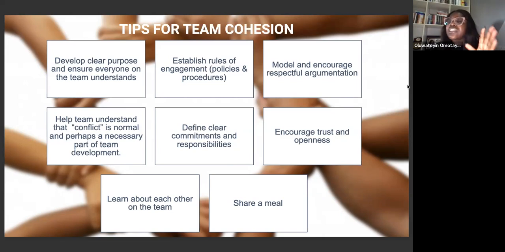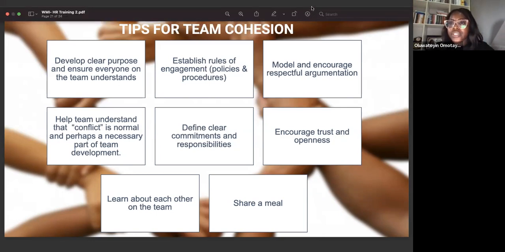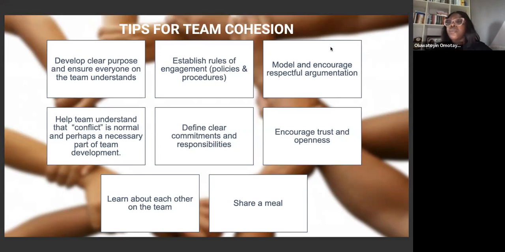Define clear commitments and responsibilities. Who is doing what and at what time should it be done? You must also encourage trust and openness, okay? Everybody must learn to trust one another. We have to be open with one another. We have to be vulnerable.